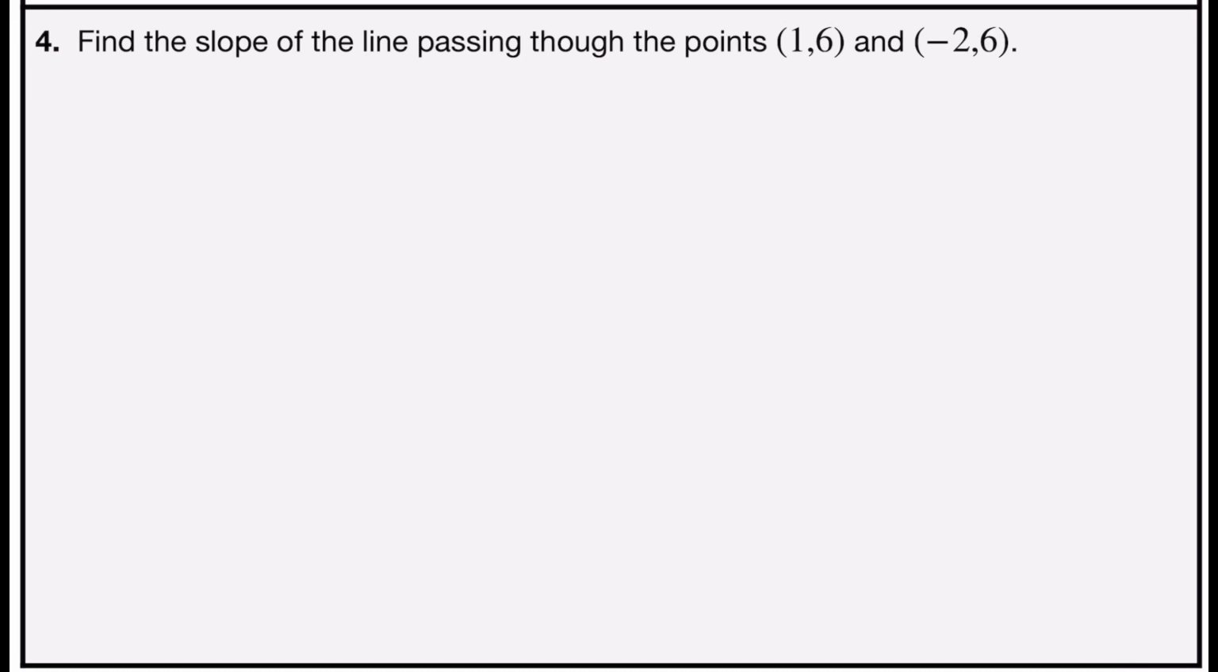Problem number 4 says find the slope of the line passing through the points 1, 6 and negative 2, 6. So again, I'm going to have my formula. Slope is equal to y sub 2 minus y sub 1, or second y minus first y, over x sub 2 minus x sub 1, or second x minus the first x.